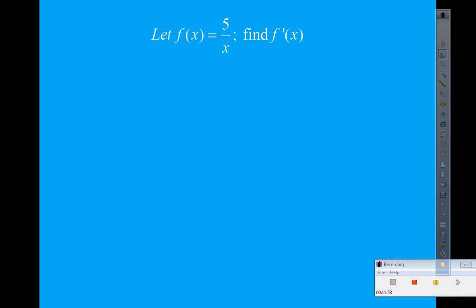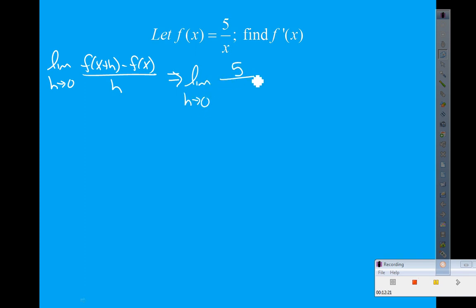Physics people, here's where your little rule messes you up. F of x is 5 over x. Find f prime of x. So once again, I'm going to do this. The limit as h approaches 0 of f of x plus h minus f of x all over h. It looks like this. I have a limit as h approaches 0 of 5 over x plus h, I sub that in right there, minus 5 over x. All of this is over h.